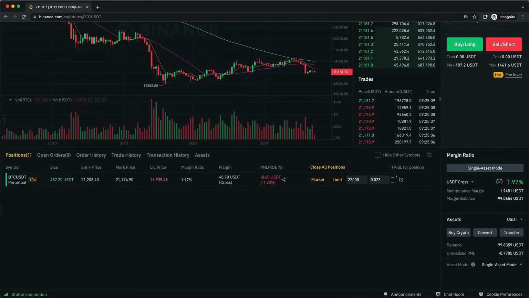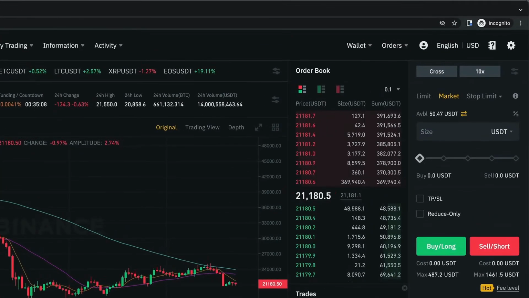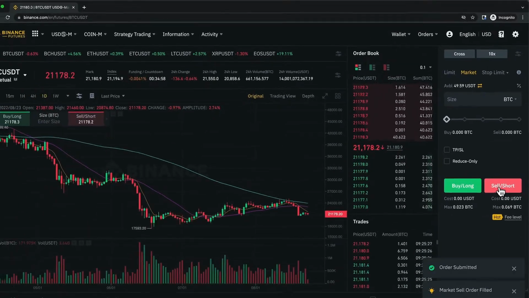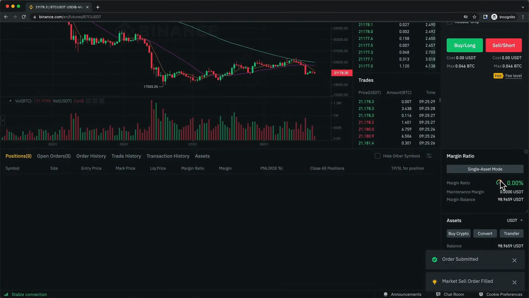Another way to close our long position would be to simply place a short position for the exact same amount. So we can come over here and enter the size of our open long position. But now we will go short, so we click on Sell/Short. And that will then cancel out our long position.